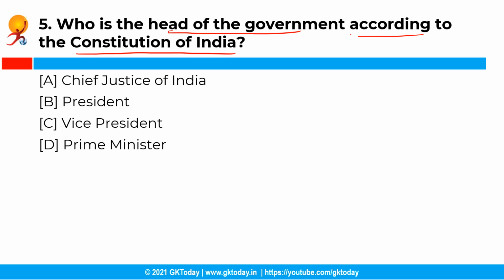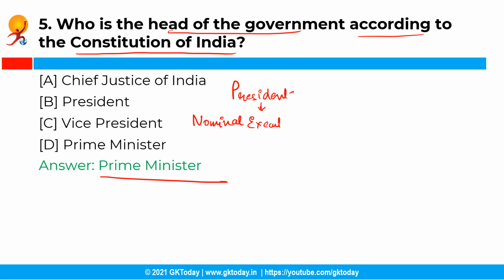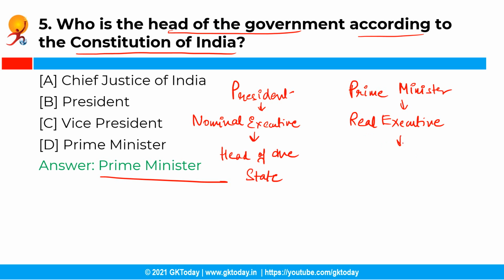The next question is, who is the head of the government according to the Constitution of India? Now you have the following options and the correct answer is option D, that is Prime Minister of India. See, according to the Constitution of India, the President is the nominal executive while the Prime Minister is the real executive. Thus, the President is the head of the state while the Prime Minister is the head of the government of India.